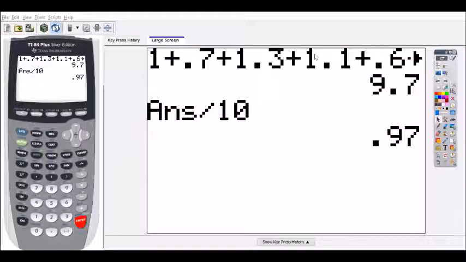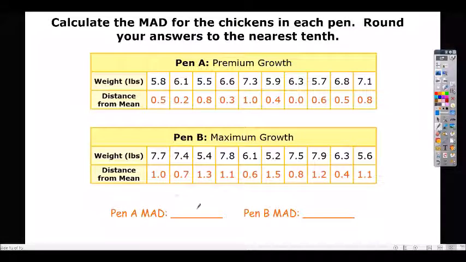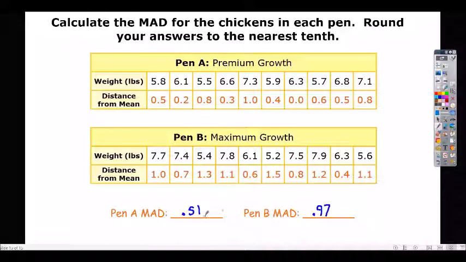So this is pen B right here, and we got 9.7 after adding the 10 together, and then after dividing by 10, we got 0.97 as the mean absolute deviation. So our mean absolute deviation for pen A, again, was 0.51, and for pen B was 0.97. So reflecting back on our original question, which one of these had the less variability? Now, the one that has the less variability is the one that is closest to 0. So in this case, the farmer would have preferred pen A.